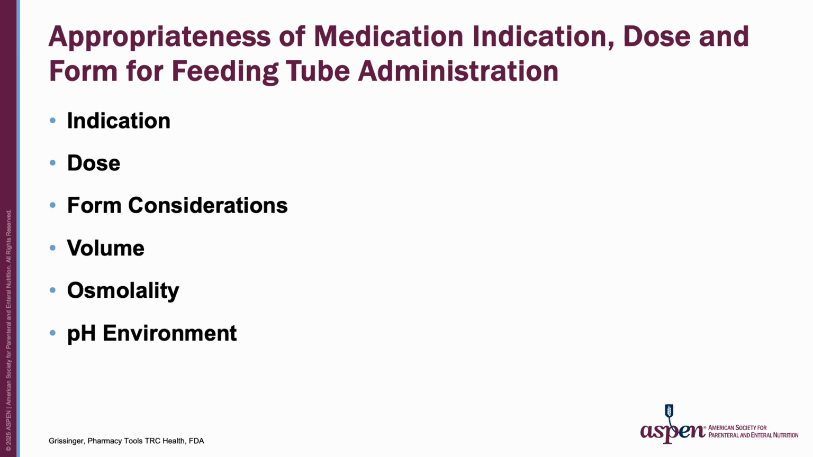Osmolality. Liquid medications with greater than 600 milliosmoles per kilogram may delay gastric emptying and can cause gastrointestinal discomfort, cramping, and diarrhea in the small bowel where there is no extra fluid available for dilution. pH environment. Some medications require gastric pH for optimal dissolution or activation.